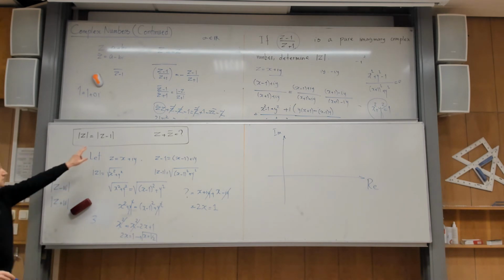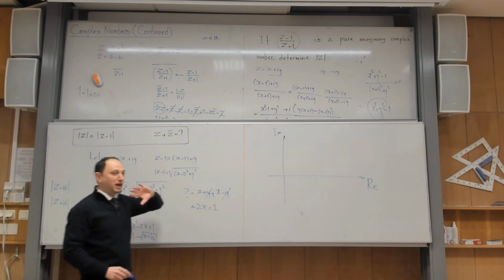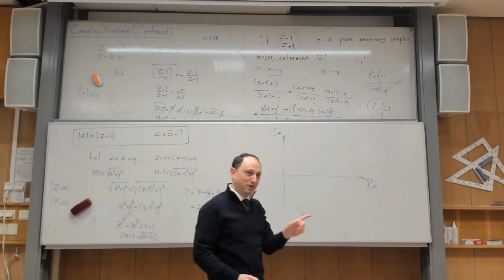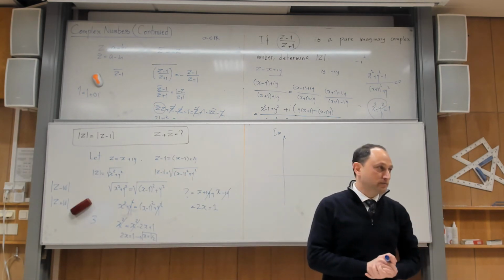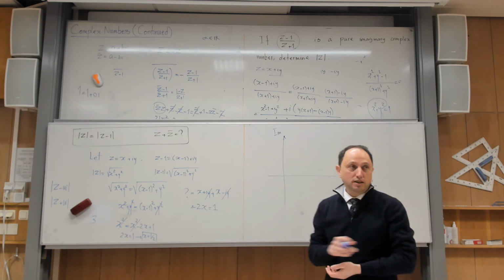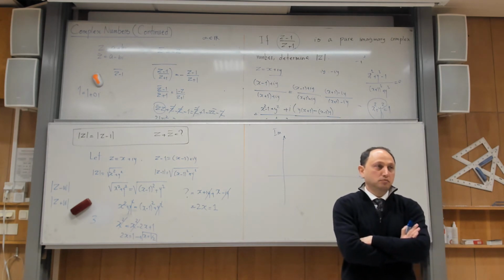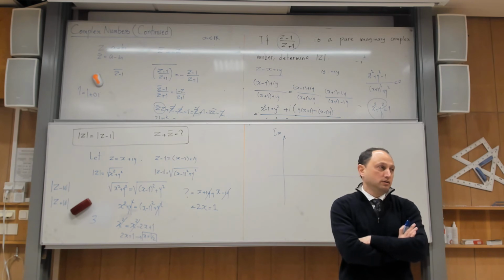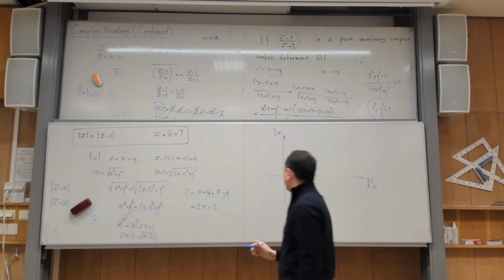So what is the interpretation of absolute value of z minus 1? And I remember you learned very good at the spot. The problem is that you forget. So what is the geometrical meaning of absolute value of z minus 1? The distance from zero to 1. Where is 1? 1 is here.